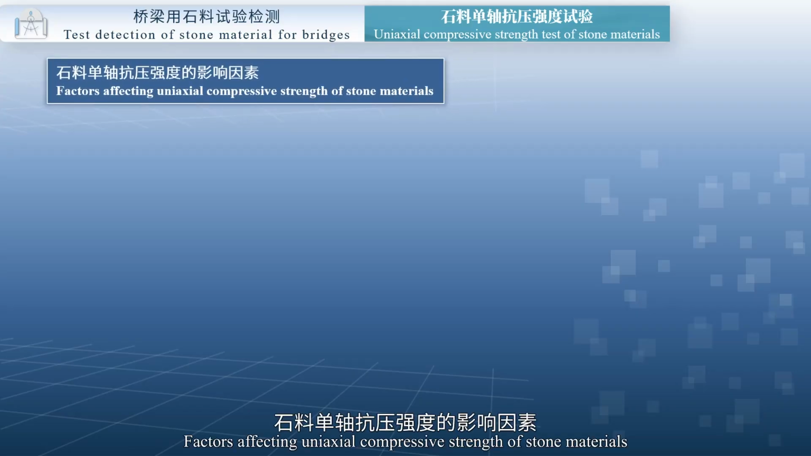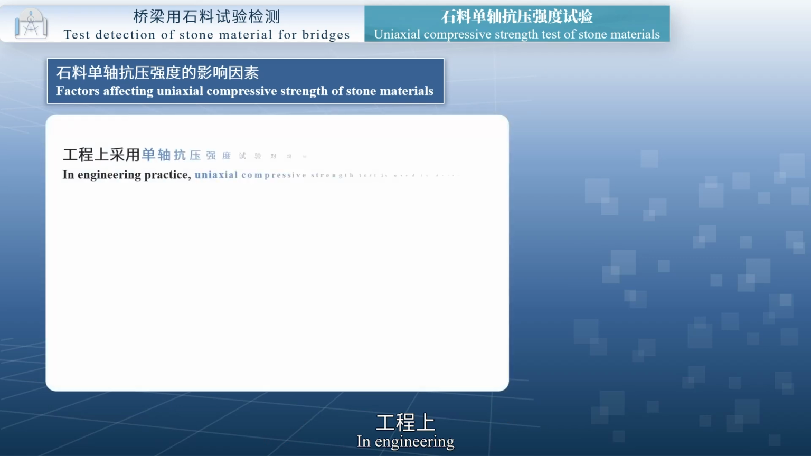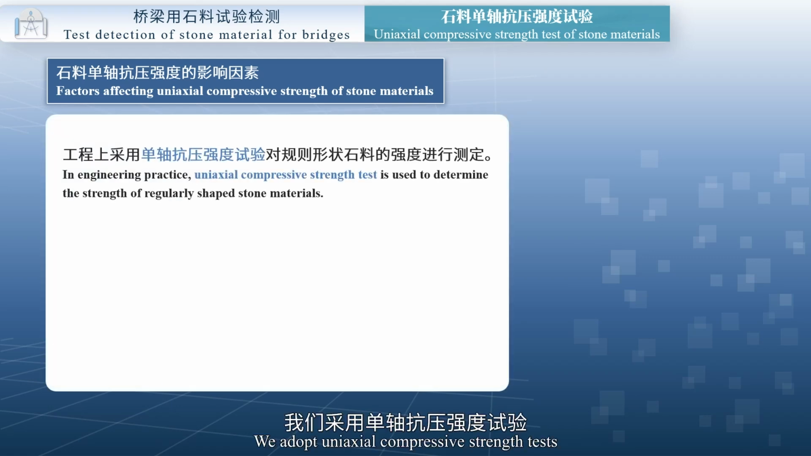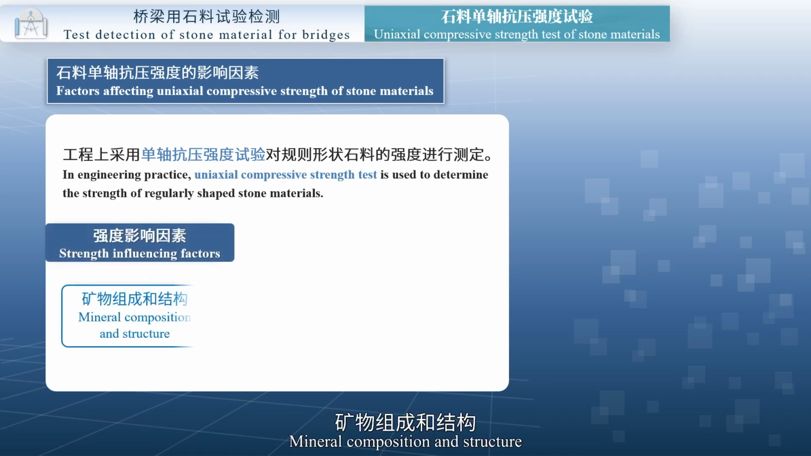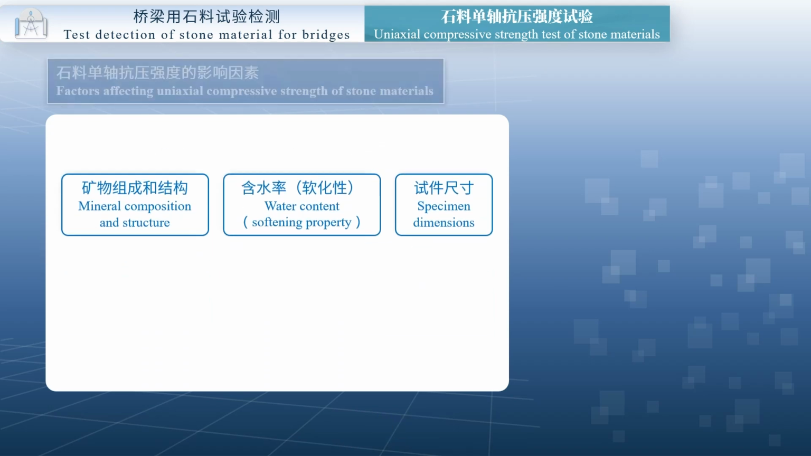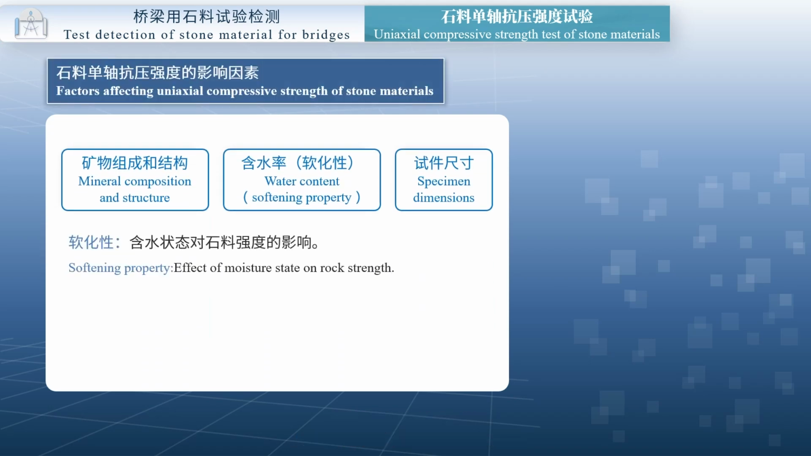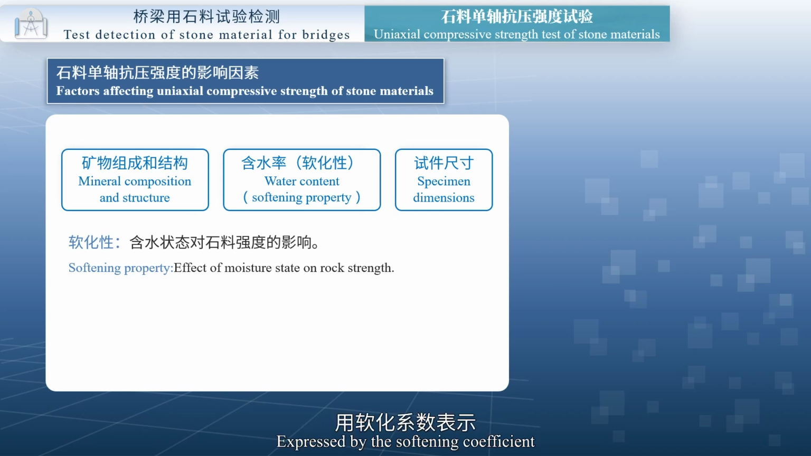1. Factors affecting uniaxial compressive strength of stone materials. Compressive strength is one of the main indicators of the mechanical properties of stone materials. In engineering, we adopt uniaxial compressive strength tests to measure the strength of regularly shaped stone materials. The main factors affecting the strength of stone are mineral composition and structure, moisture, specimen size, etc. Among these, softening refers to the influence of moisture state on stone material strength, expressed by the softening coefficient.